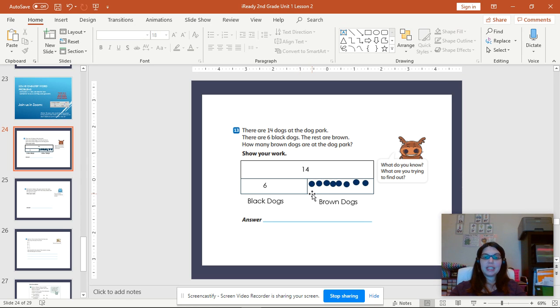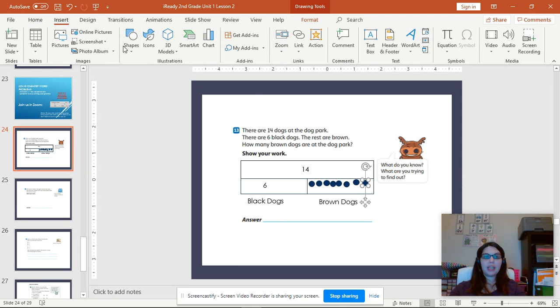Now I can easily see from my model how many brown dogs there are. 1, 2, 3, 4, 5, 6, 7, 8. And it looks like I've found my answer using my model.